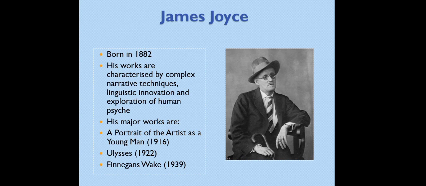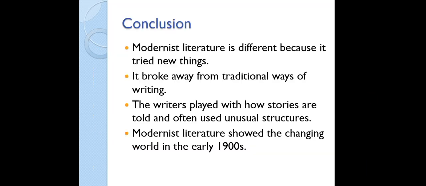Here are his several major works: A Portrait of the Artist as a Young Man, which is an autobiographical novel. The second one is Ulysses. Ulysses and Finnegans Wake are the best works that he has given to modernist literature. Apart from these figures, Ezra Pound, a friend of T.S. Eliot, has also given remarkable literature to modernism.